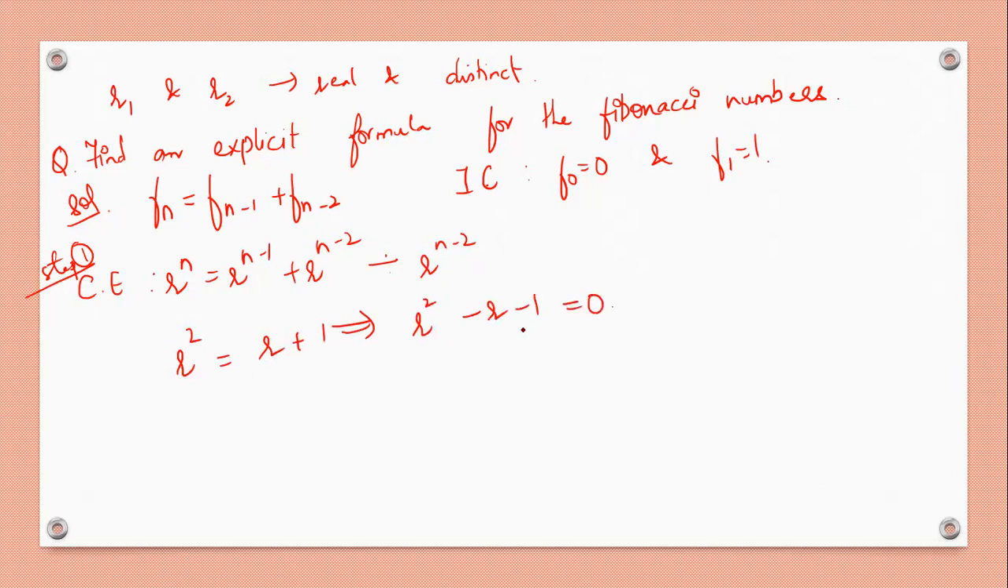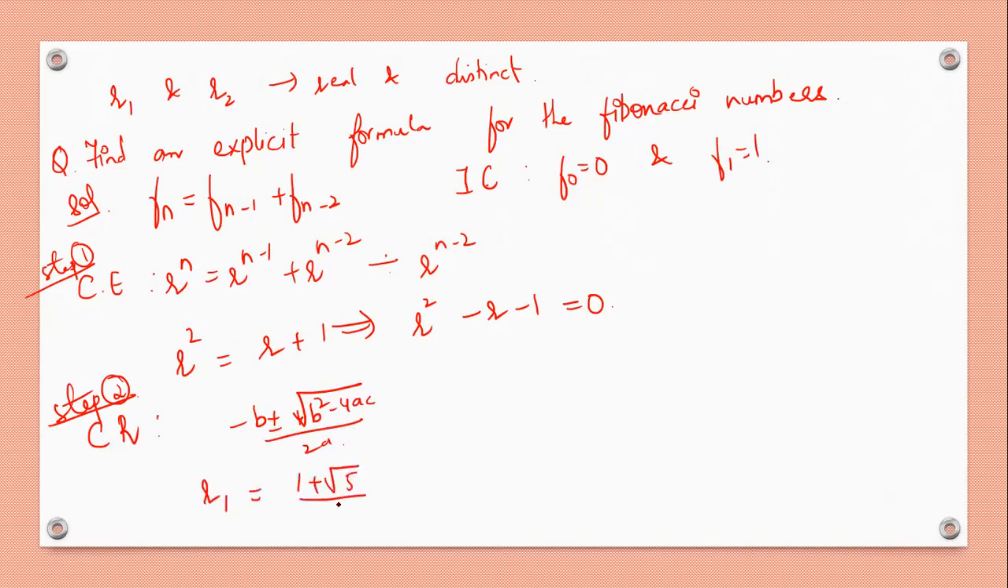Once this is done, we need to find the characteristic roots. This is our step 2. What are the roots of the equation? For that we can use the formula (-b ± √(b^2 - 4ac)) / 2a. I won't explain this in detail. I'll just write the roots: r1 = (1 + √5)/2 and r2 = (1 - √5)/2.